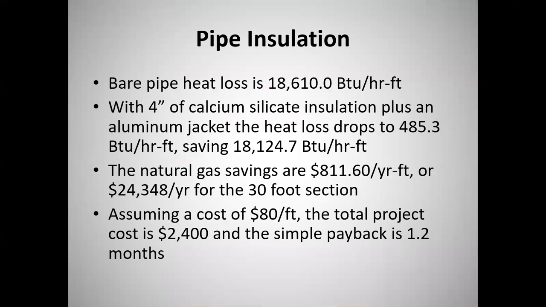Okay, so bare pipe heat loss is 18,610. With 4 inches of calcium silicate insulation plus aluminum jacket, the heat loss drops to 485.3 BTUs per hour per foot, saving 18,124.7. Natural gas savings are $811.60 per foot per year, or $24,348 for the 30-foot section. Assuming a cost of $80 per foot, it would be $2,400. Simple payback is 1.2 months.